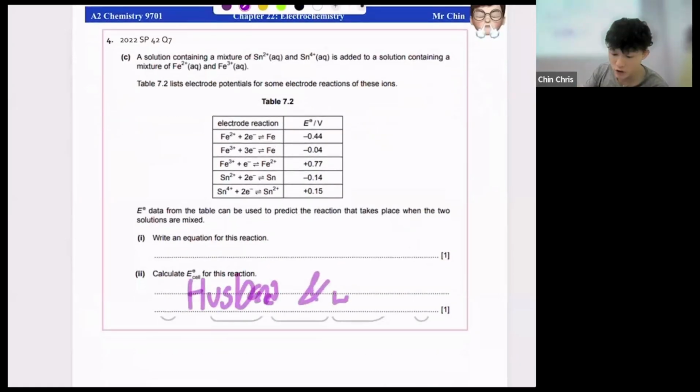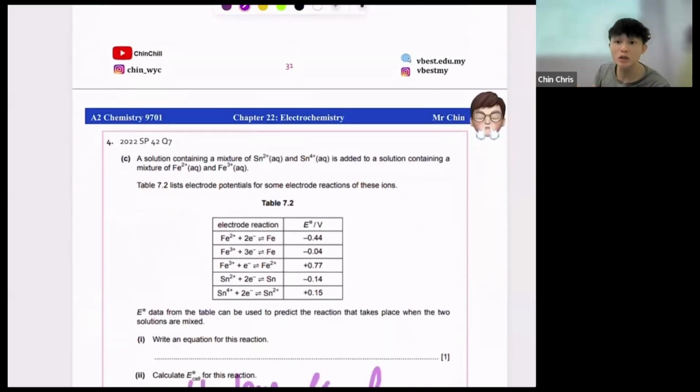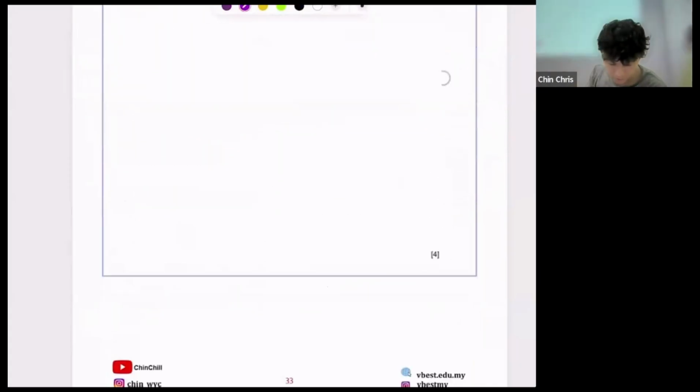So guys, you see, right? If you use the wrong formula, then GG already. So you have to identify first. Okay, so this is page 32. Okay, guys, I'm going to give you more.